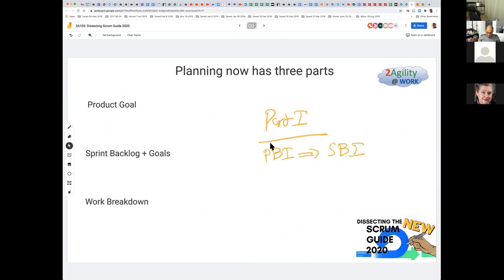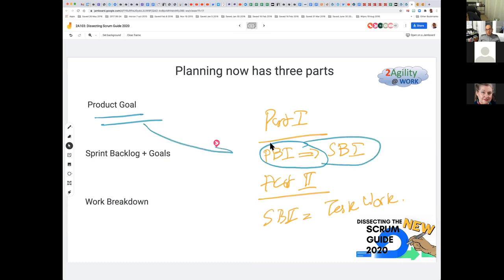And then in part 2, you looked at the SBIs and then you looked at what does it take to do the work. So if you want to do task breakdown or break down the work, you could do that in part 2. Now there's an additional part added to it, which is clearly trying to say: in the context of the product goal, why are we doing these PBIs this time, this work, in the context of the big goal for the product? Why are we doing that?